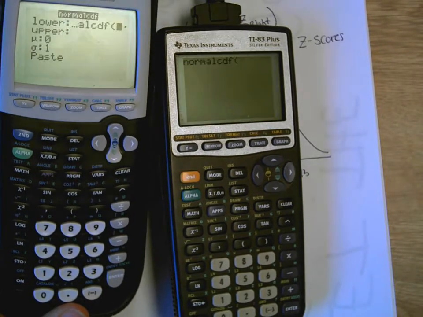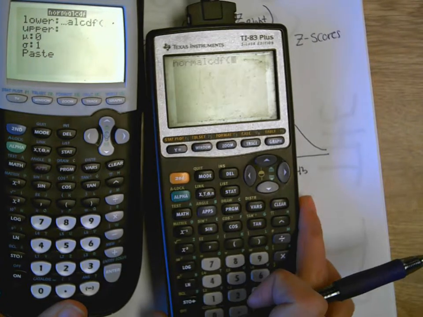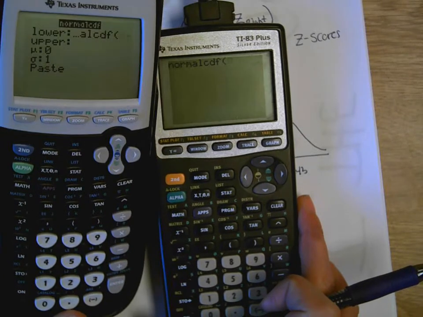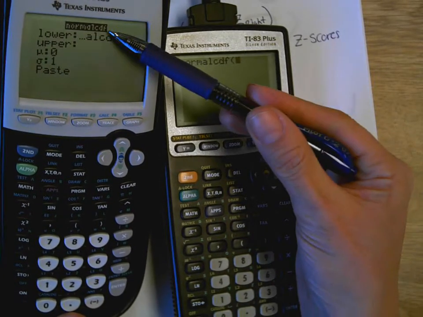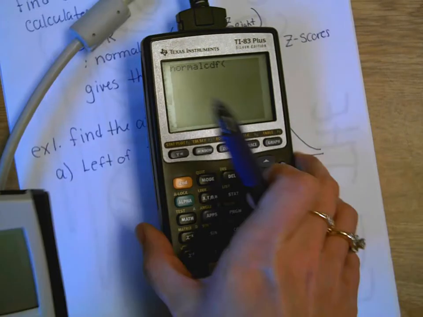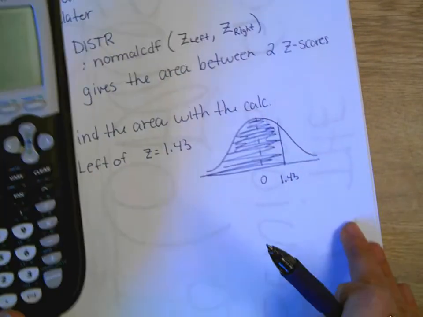Wait, how come you have the normal CDF? Because this is the old system. No, the one in your left hand, where it says normal CDF. That's the one we want to be on. Oh, I don't know why that's there. Clear that out. Matt hit something. Blame Matt. Oh, I did that.